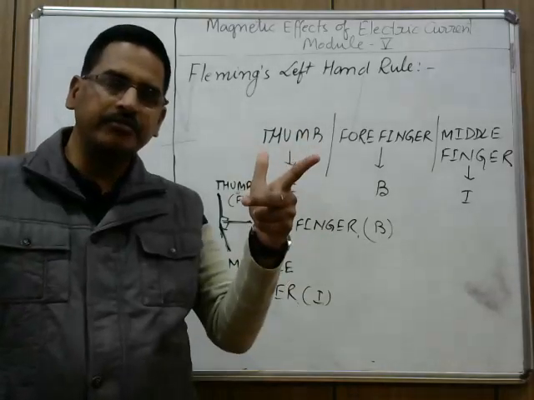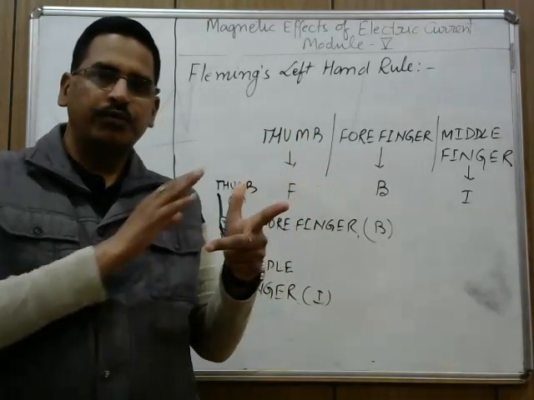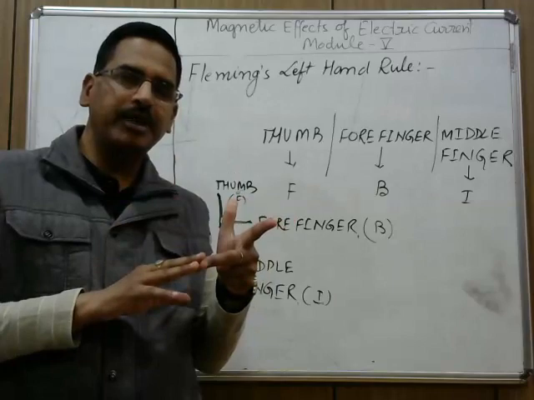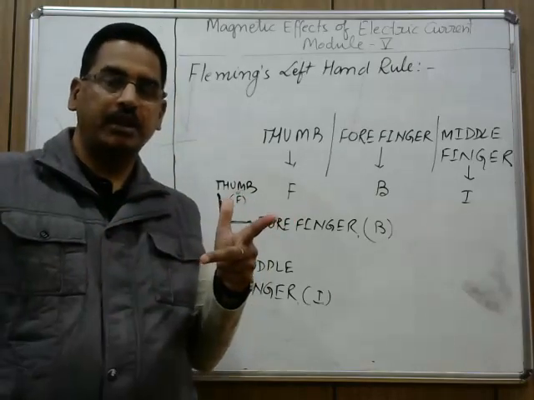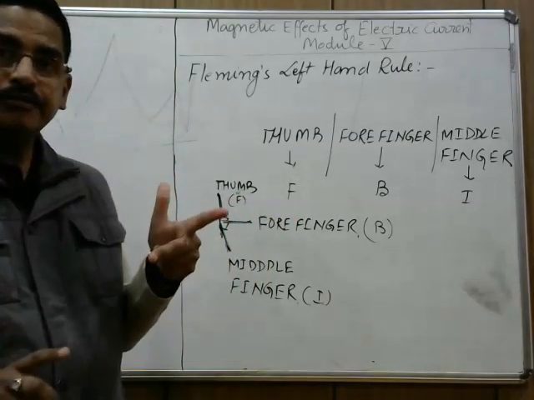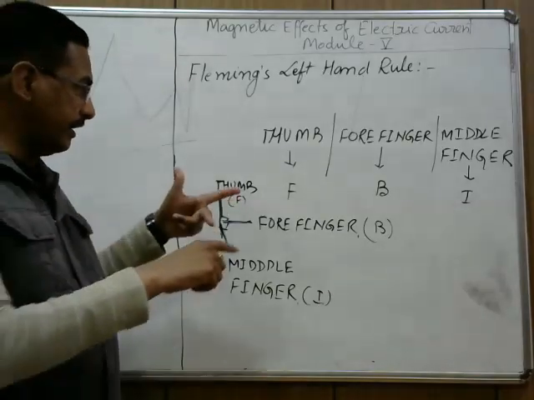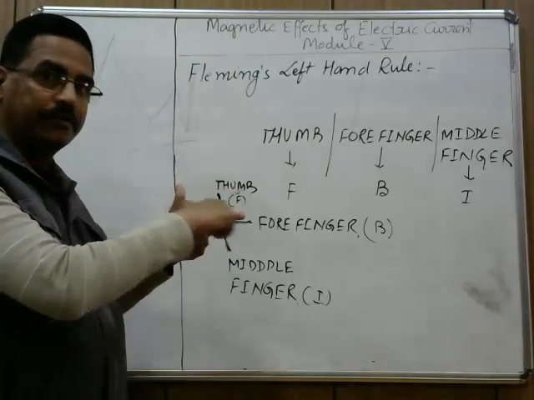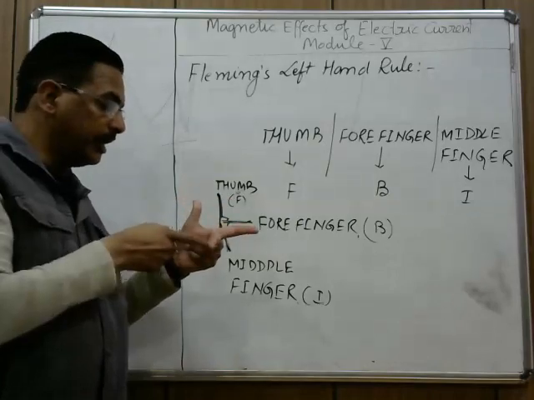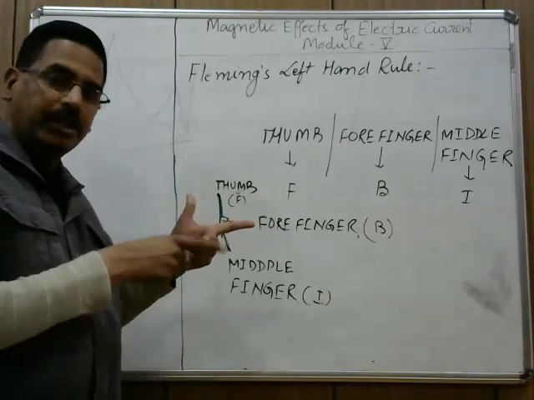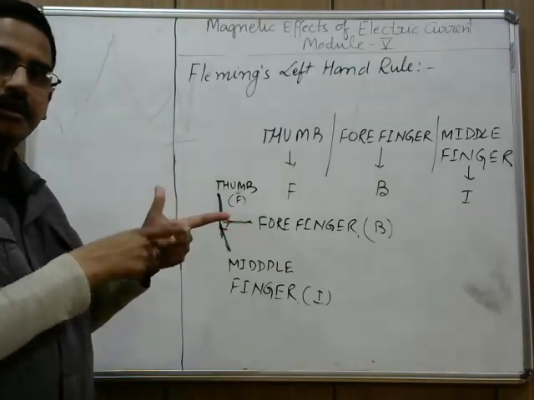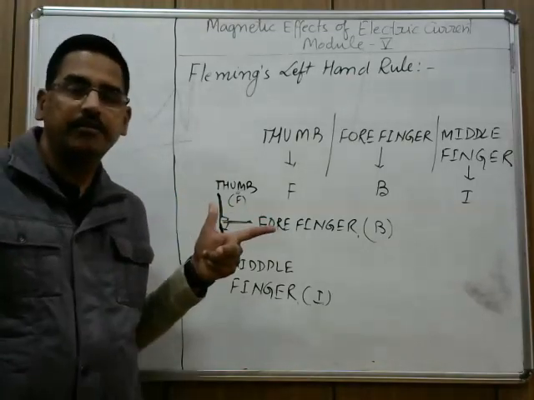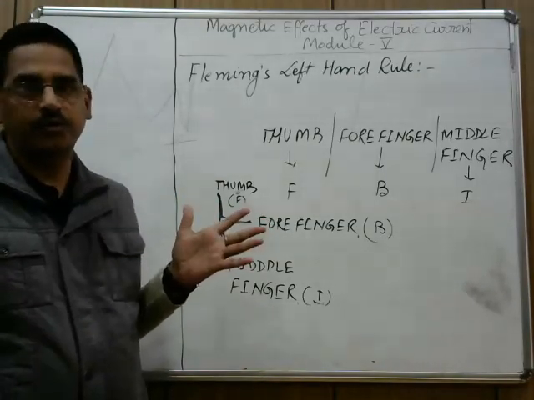So, stretch thumb, forefinger and middle finger perpendicular to each other. Then only if forefinger is in the direction of magnetic field, and middle finger is in the direction of current, then only thumb will indicate the direction of force.